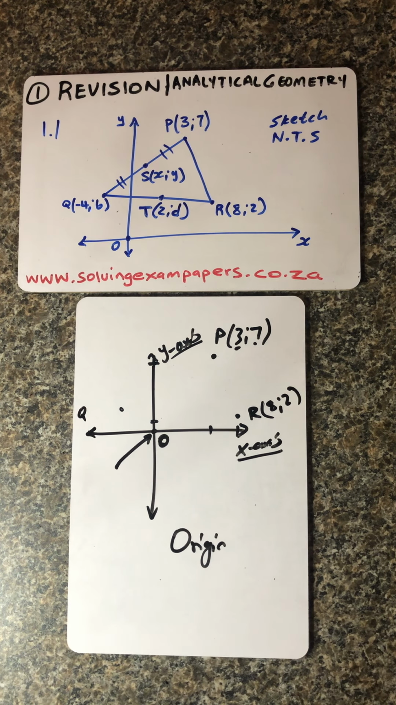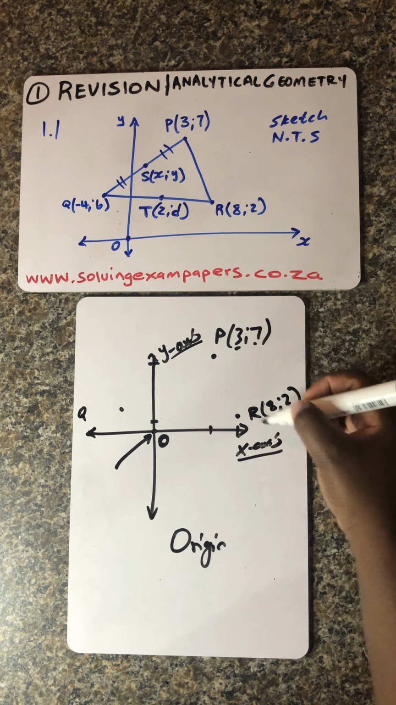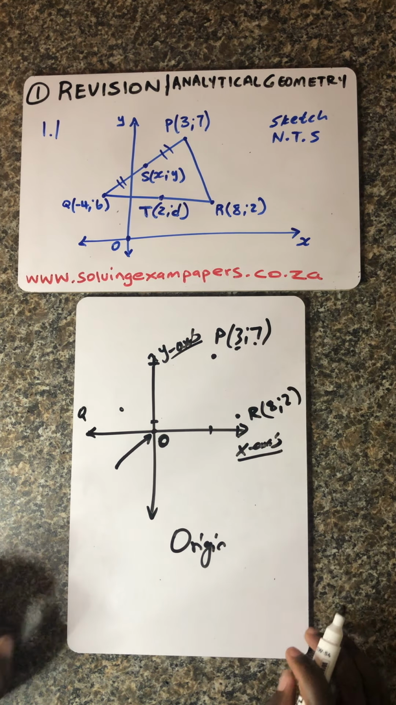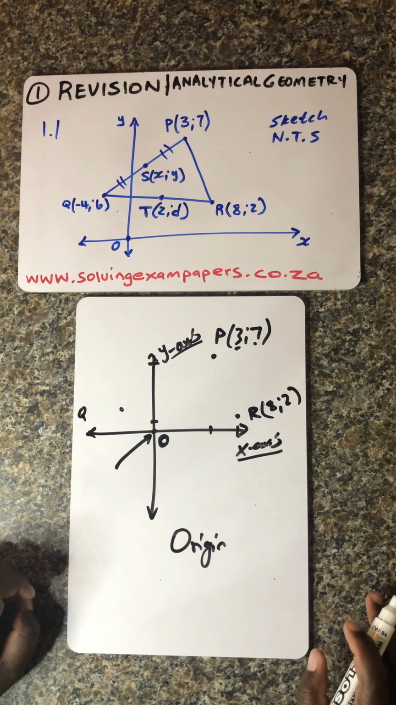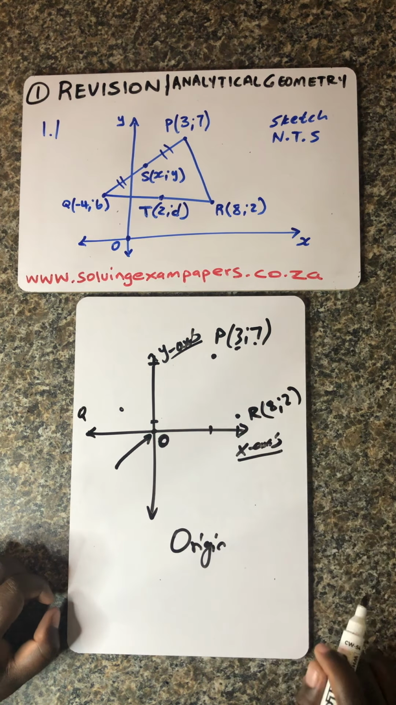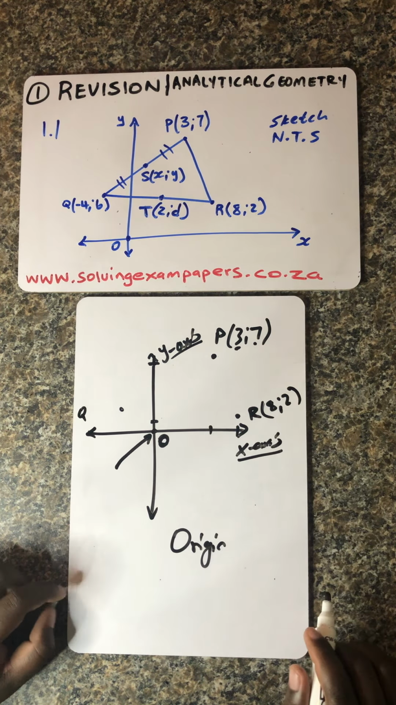The most important information here is that we've got points which have coordinates, and I'm just showing you how to interpret these points. We've got Q, where the x value is on the negative side of the x-axis, so it's -4. Obviously the y value of that point Q is on the positive side of the y-axis.